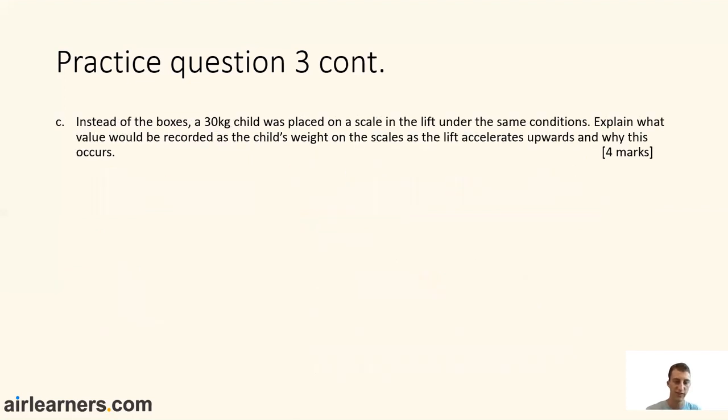Right, so instead of boxes, a 30 kilogram child was placed on the scale in a lift under the same conditions. Explain what value will be recorded as the child's weight on the scales as the lift accelerates upwards and why this occurs. This is an explanation question, so I'll give you 4 or 5 minutes to do this. I always like to include calculations where they're appropriate, so that may be appropriate here. Good luck.